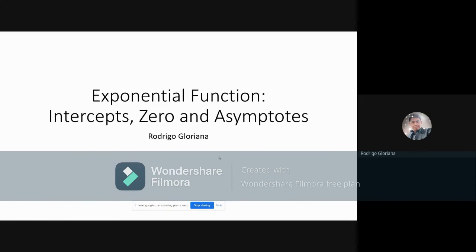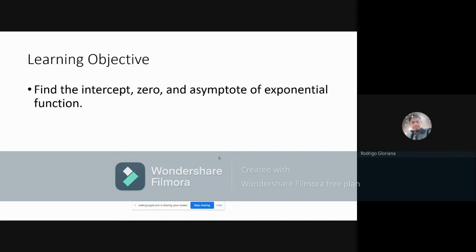Today we'll discuss exponential functions pertaining to intercepts, zero, and asymptotes. Let's have first the learning objective: find the intercept, zero, and asymptote of exponential functions.